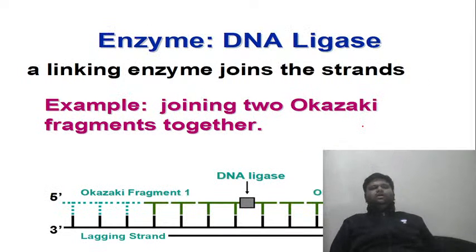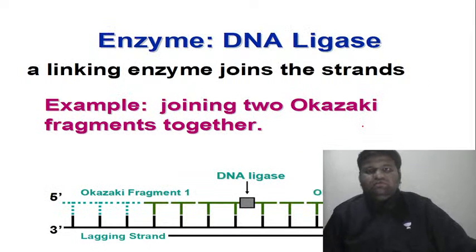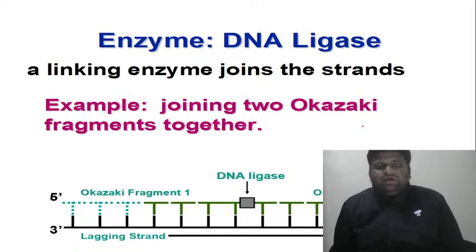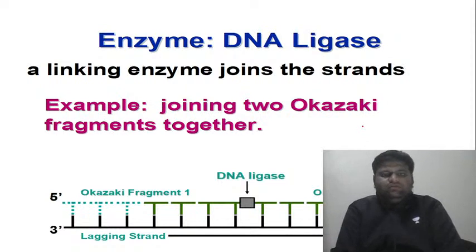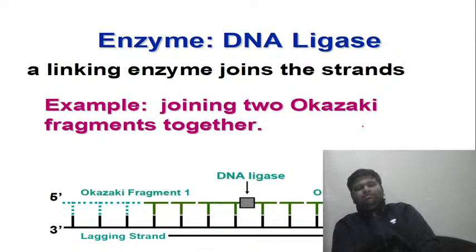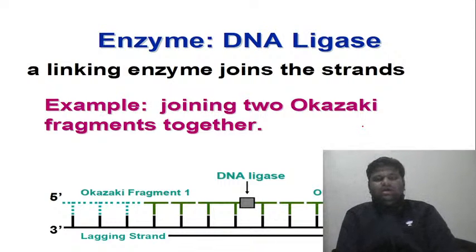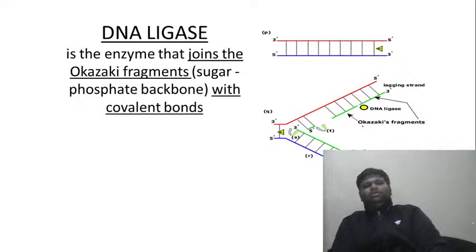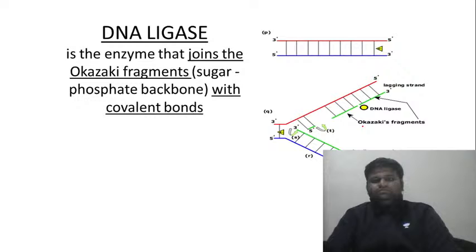Then there is an enzyme known as DNA ligase. It is a linking enzyme and it joins strands, for example, joining two Okazaki fragments together. So DNA ligase is the enzyme that joins the Okazaki fragments with covalent bonds.